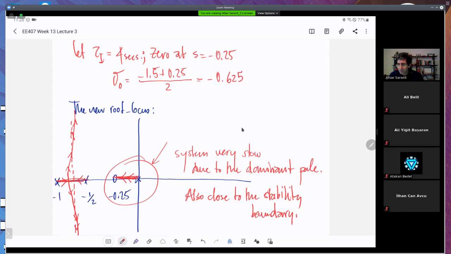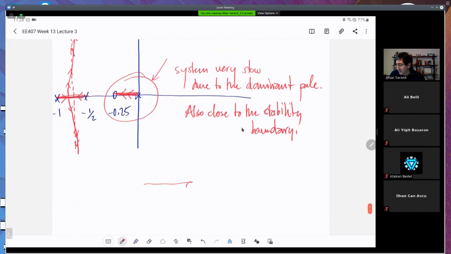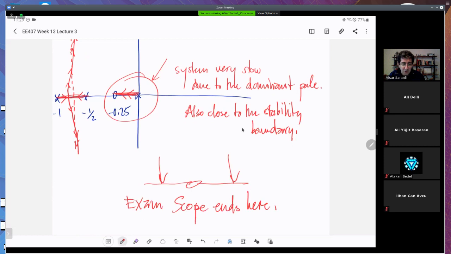So that kind of concludes the example, and this is actually where you will be responsible to. Okay, so exam scope ends here, but tomorrow I will also talk about as much as I can from the disturbance feed forward control tomorrow morning, but this basically concludes what you will be responsible of. Any questions so far?